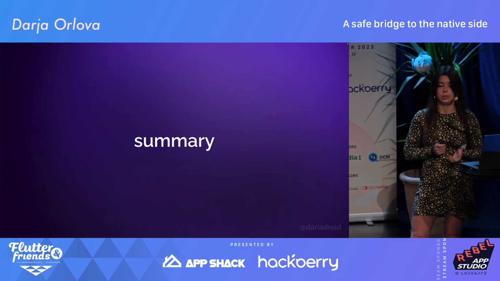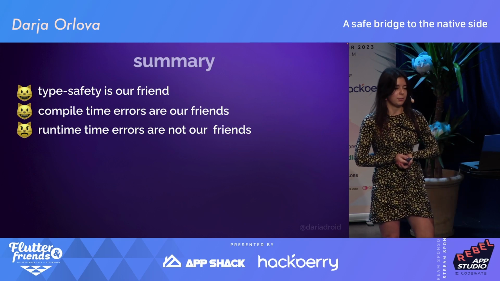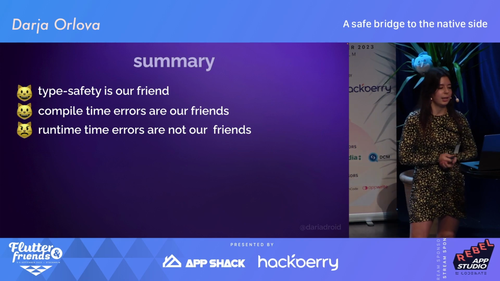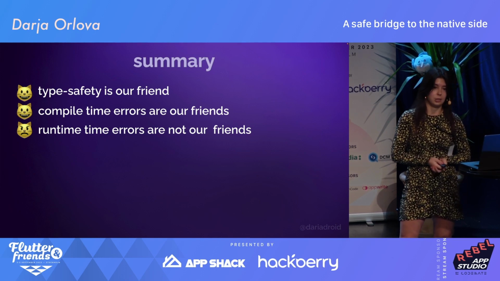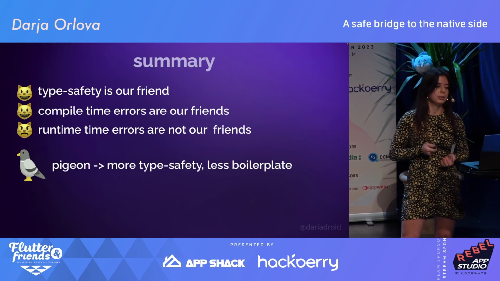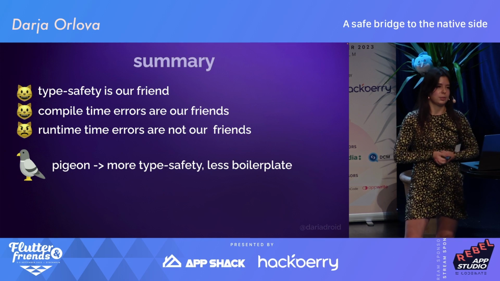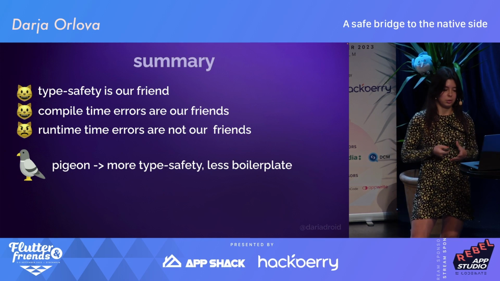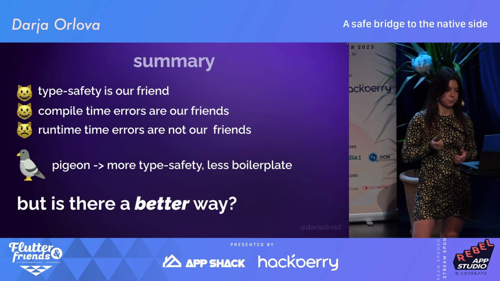So to sum this up, type safety is our friend. It makes our code safer and more enjoyable to write. And it's better to catch errors during compile time and not during runtime. Pigeon helps with all of that because it introduces type safety, removes boilerplate, brings much more happiness for the developers, much faster development itself, and much fewer bugs.